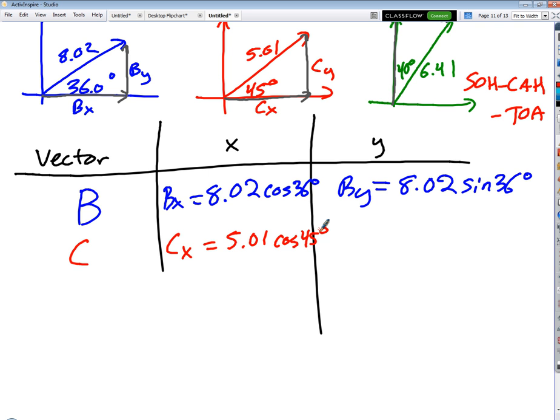Okay, and Morgan, what's going to be C sub y? It's going to be 5.01 sine, good. Sine 45, good. And then last one.